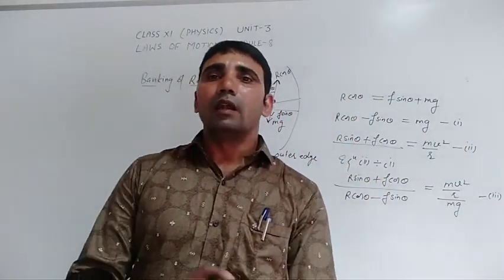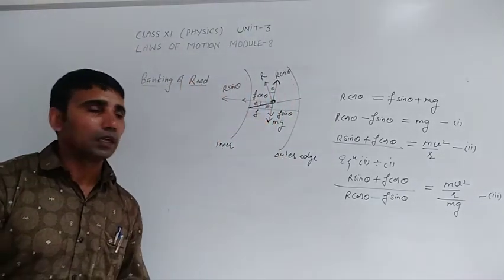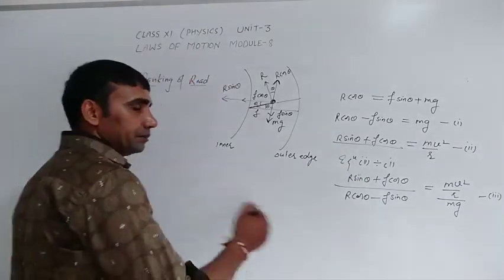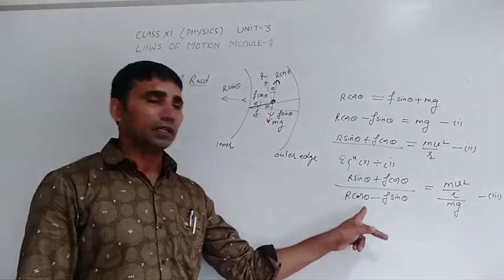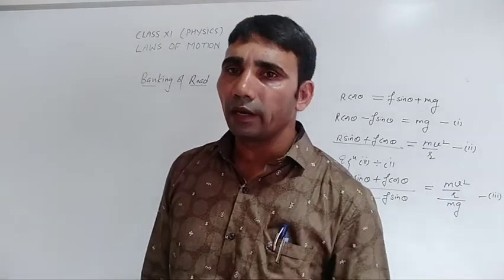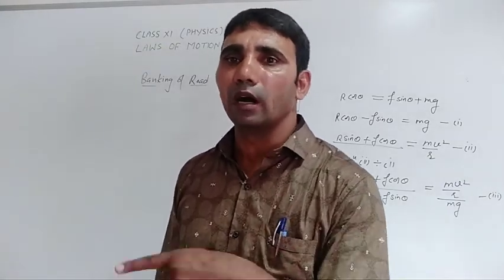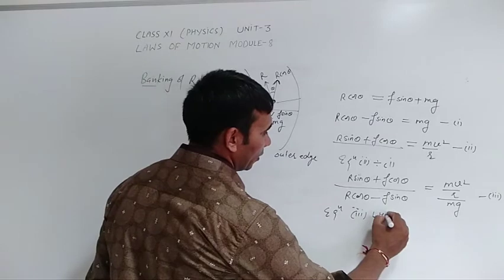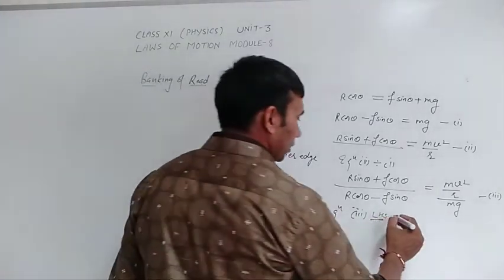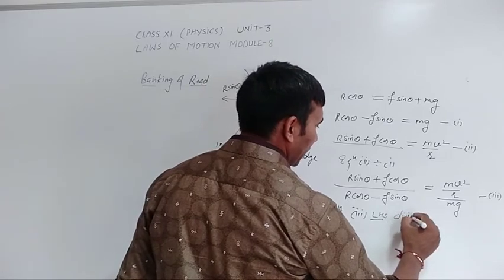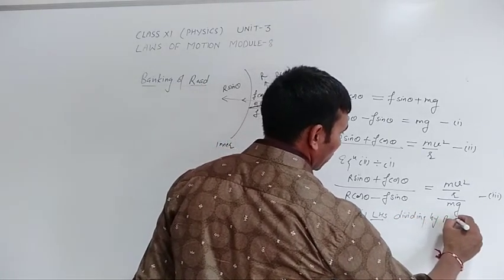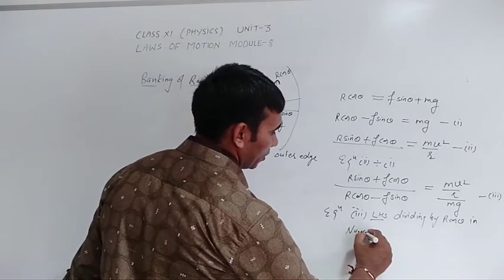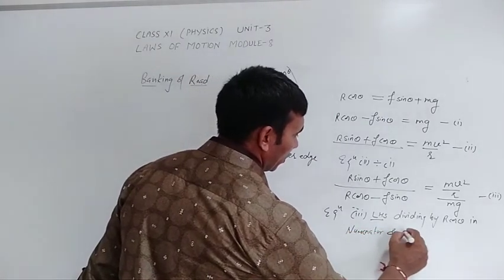Equation third: on the left hand side, we divide both numerator and denominator by R cos theta.